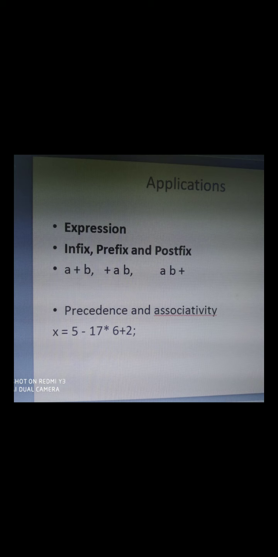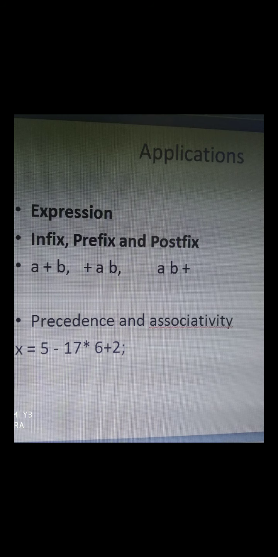A B plus: here, if the operator is present after the operands, then we call it a postfix expression. Okay, cleared with the three types of expression: infix, prefix, postfix. Infix, in between the two operands you get the operator. Prefix, initially you have the operator, then the operands. Postfix, first you have the operands, then the operator.